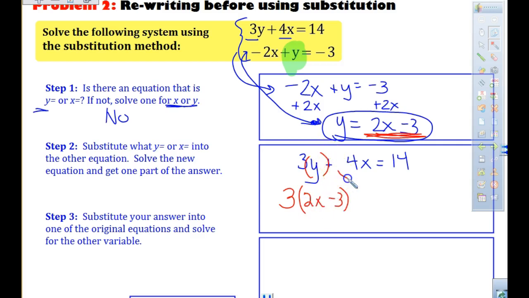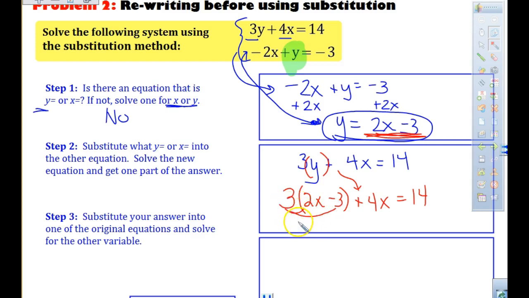I still write the rest of the problem, so I still have plus, and I still have 4x, and I have 14. The reason we have to replace it is we can never solve an equation with 2 unknowns. But if we only have 1 variable, we can solve that. This goes back to what we did in the very first unit of algebra, unit A. We're going to use distributive property first to get rid of my parentheses.